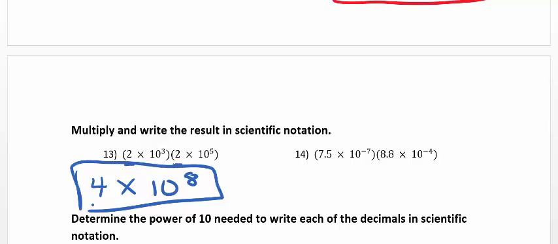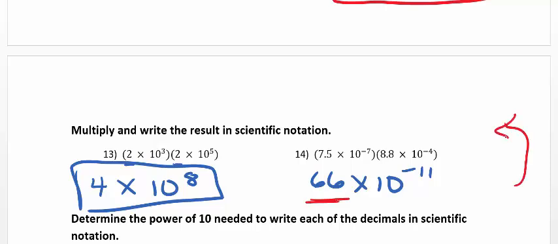Now we can multiply 7.5 times 8.8. We can do that on our calculator if we like, and that's going to give us 66. And then with our base of 10, 10 to the negative 7th power times 10 to the negative 4th power, we can add those exponents and get negative 11. Now this number, 66, is not greater than or equal to 1 but less than 10. So now we need to rewrite this in scientific notation.